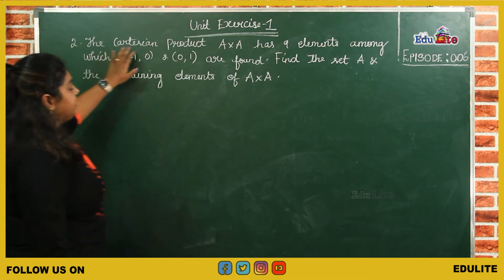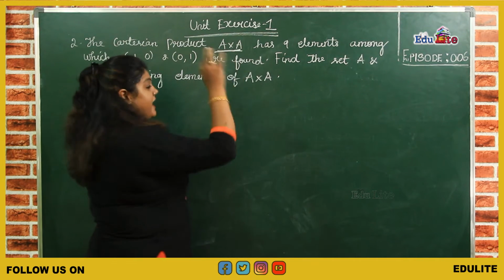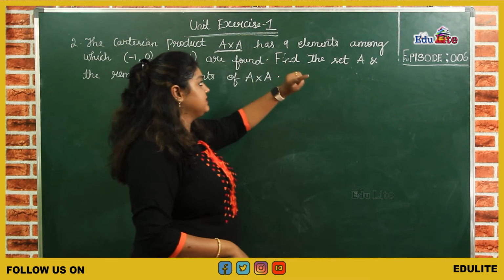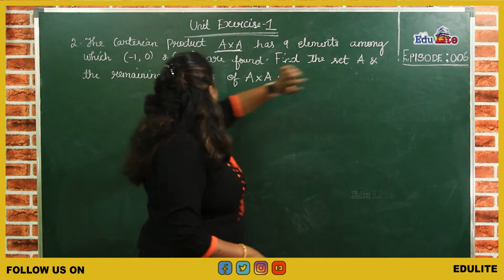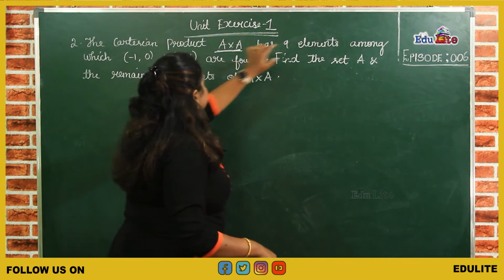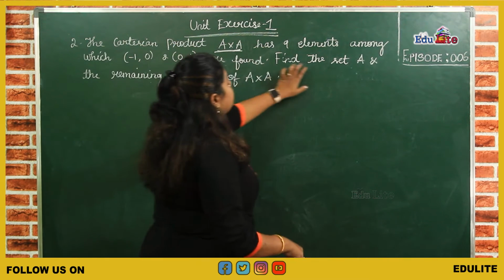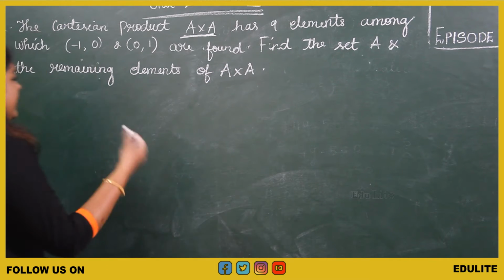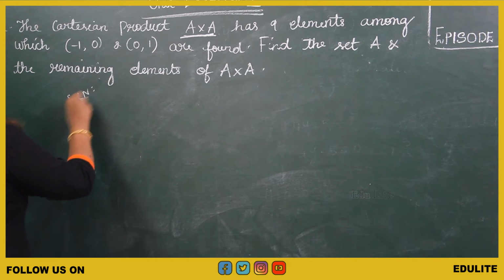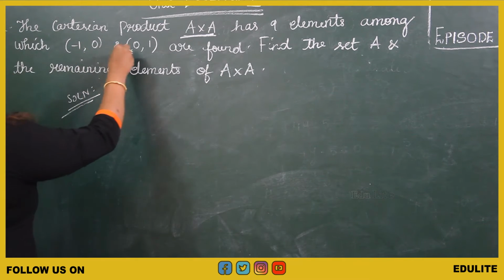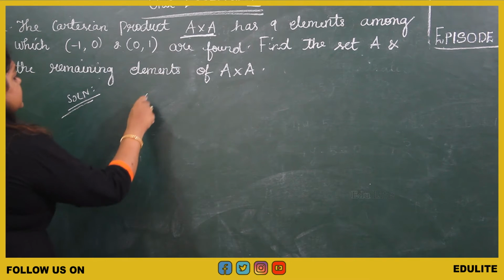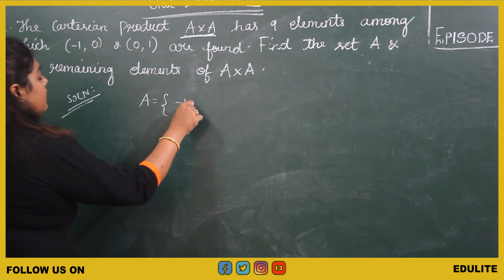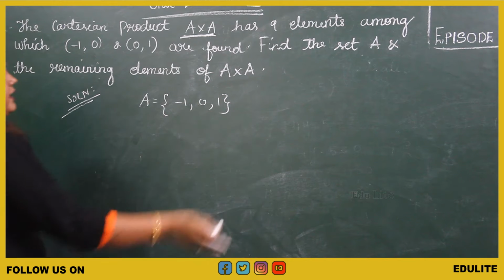Next problem is the Cartesian product A cross A. The set crossed with itself has 9 elements, that is n of A cross A is 9, among which 2 elements are given. We have to find the set A and the remaining elements of A cross A. It is very easy to find, because 2 elements in A cross A are given. So the elements of A are minus 1, 0 and 1.